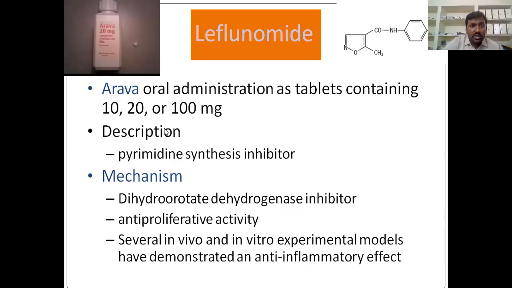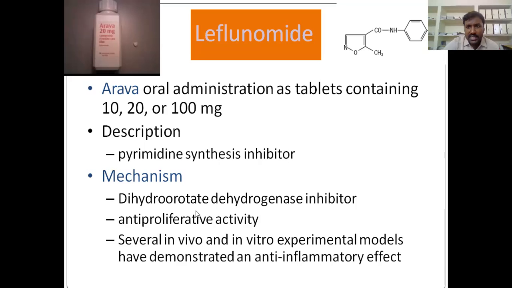leflunomide. So this drug is administered as a tablet, so that is oral. 10, 20, and 100 mg are available. The description is a pyrimidine synthesis inhibitor. So how is it inhibited? It is a dihydroorotate dehydrogenase inhibitor. So this one is also an enzyme. That enzyme is involved in T cell and B cell proliferation. So that is the mechanism of action.